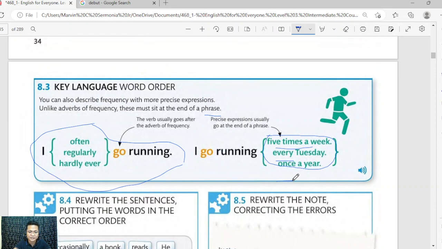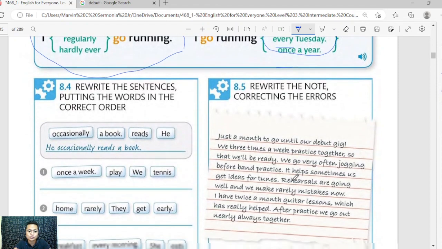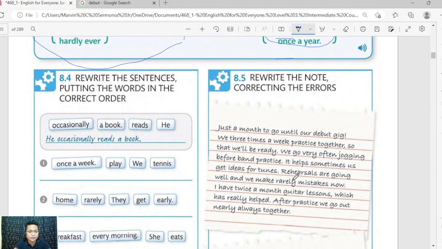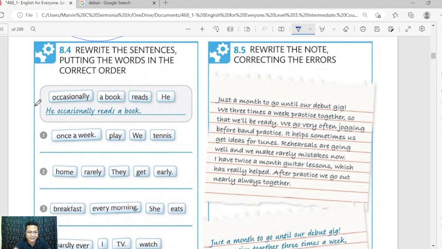Okay? So, having said that, let's try to arrange the following words to complete the sentence. Okay, we already have an example here. Occasionally, a book, reads. He occasionally reads a book. That's the proper arrangement of the sentence.